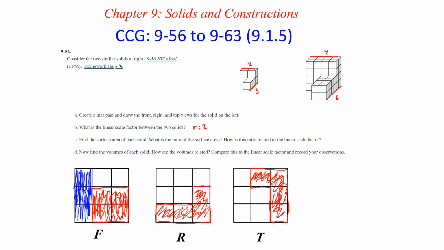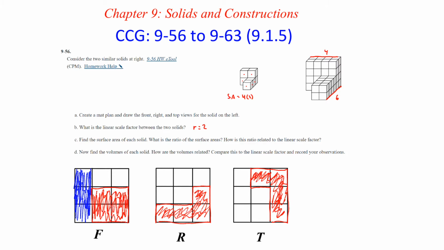C, find the surface area of each solid. What is the ratio of the surface area, and how is the ratio related to the linear scale factor? So the surface area for the one on the left, we can look here and just kind of look at the different ones. We have 1, 2, 3, 4. But then you see the same thing on the back side. So the surface area is equal to 4 times 2.